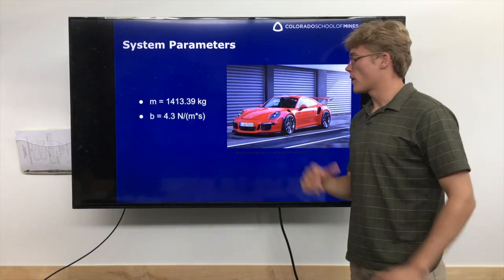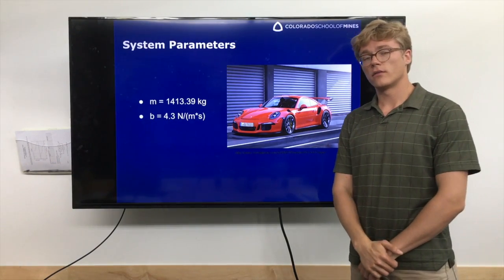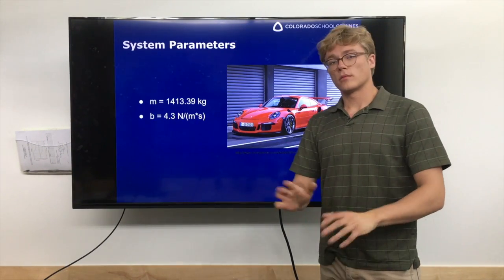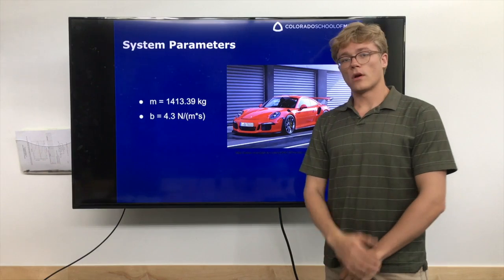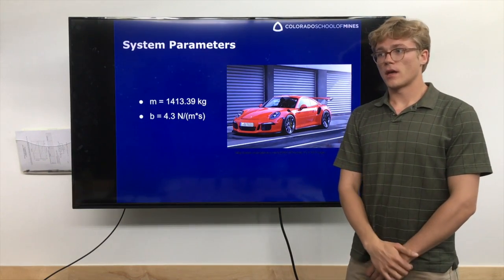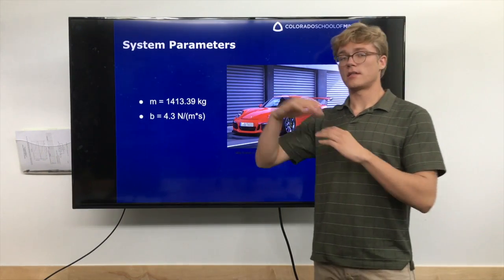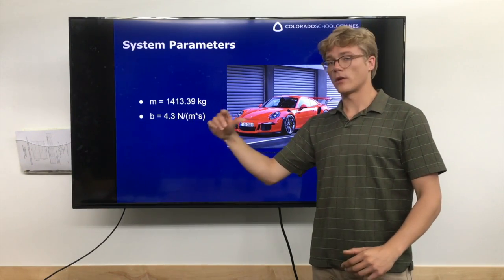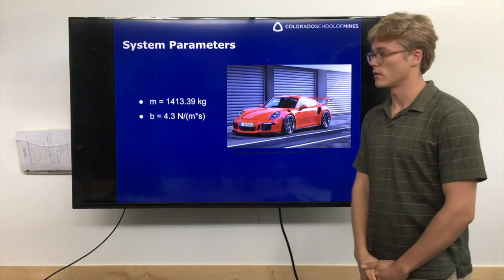So here are our system parameters. We are analyzing a Porsche 911 GT3 RS, the mass of which is approximately 1,400 kilograms. We also looked at the max speed of this car, and in order for us to attain that speed, we tweaked the values in MATLAB to get our damping ratio to meet that specification, or that final speed.